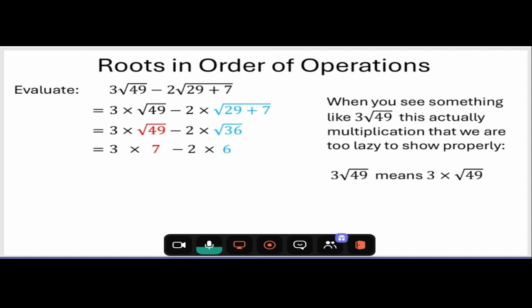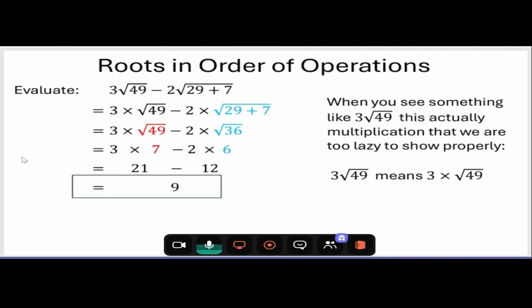Now we got multiplication to do first. 3 times 7 is 21 and 2 times 6 is 12. Now finally we get to the subtraction. 21 minus 12 is 9.